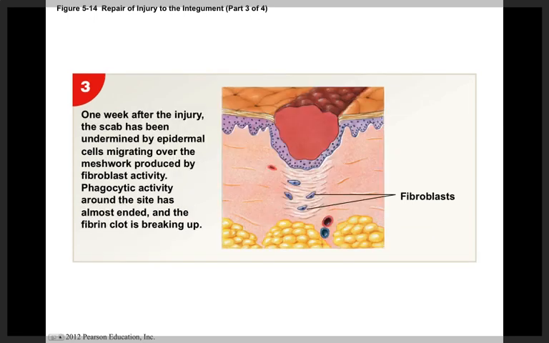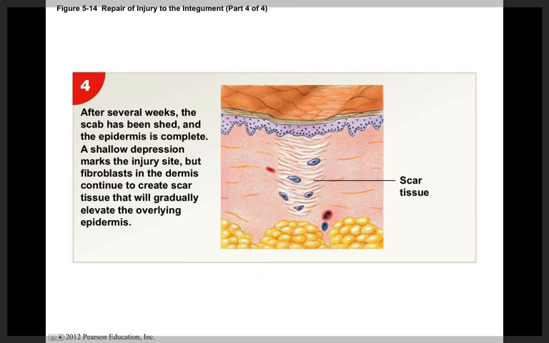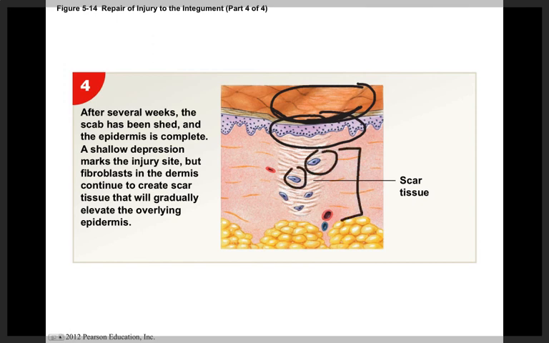About 1 week after the injury, the scab has been undermined by the epidermal cells that have completely surrounded it, and those epidermal cells are now going through the process of mitosis and creating more layers of epidermis. The phagocytic activity around the site has almost ended, and the fibrin clot starts to break up. After several weeks, the scab has been shed and the epidermis is complete, and a shallow depression marks the injury site. Fibroblasts in the dermis continue to create scar tissue that eventually will elevate the overlying epidermis.